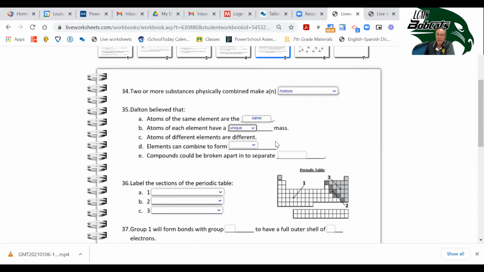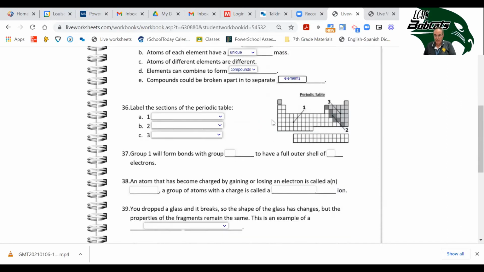That's what's at the bottom of each box on the periodic table. Atoms of different elements were different. Different elements can combine to form compounds. Compounds could be broken apart and put back into separate elements. Like when we watched the decomposition of water.